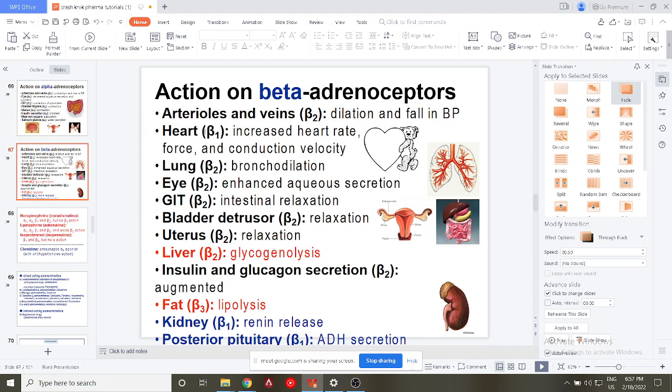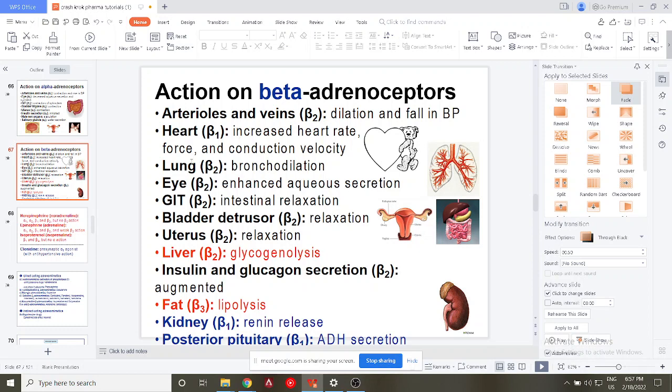While beta 1 is located in the heart, it's going to increase the heart rate, the force, and conduction velocity. So this is why when someone is having a heart attack, you're going to give him adrenaline. When you give him adrenaline, it's going to act on the beta 1 receptors and increase the heart rate, the force, and the conduction velocity.